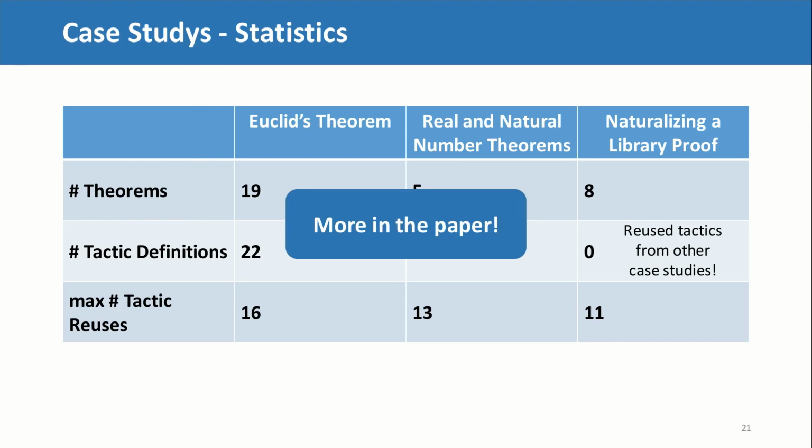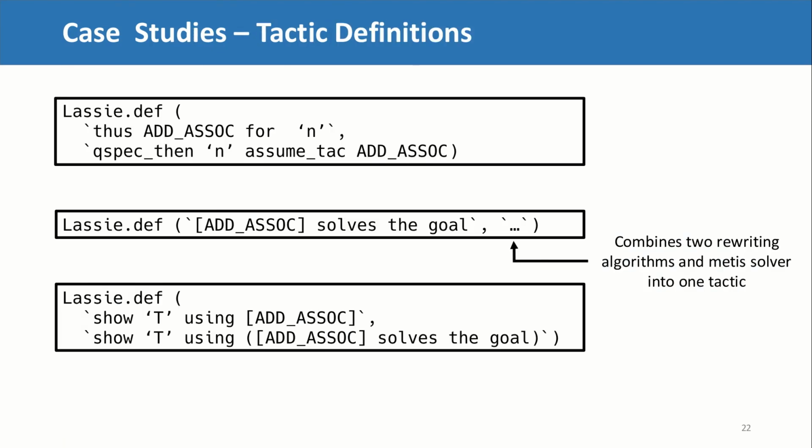More details about these case studies can be found in the paper, where we also give some code excerpts. But in the interest of time, I want to quickly highlight some of the definitions and show how they work. Here, I'm giving you 3 example definitions from the case studies. The first one works similar to what we saw earlier, where we define by example a new Lassie tactic, thus add assoc for n, which specializes the add assoc theorem for the natural number n, and then gives a HOL4 equivalent, which is then, as we saw earlier, automatically generalized into a kind of general purpose specialization tactic.